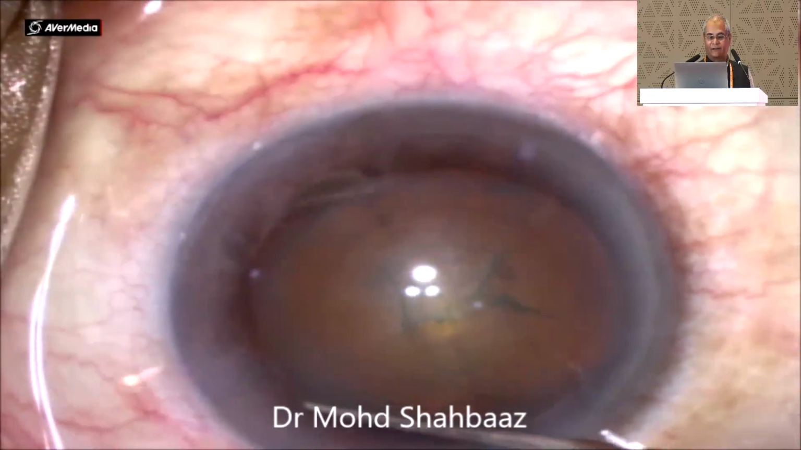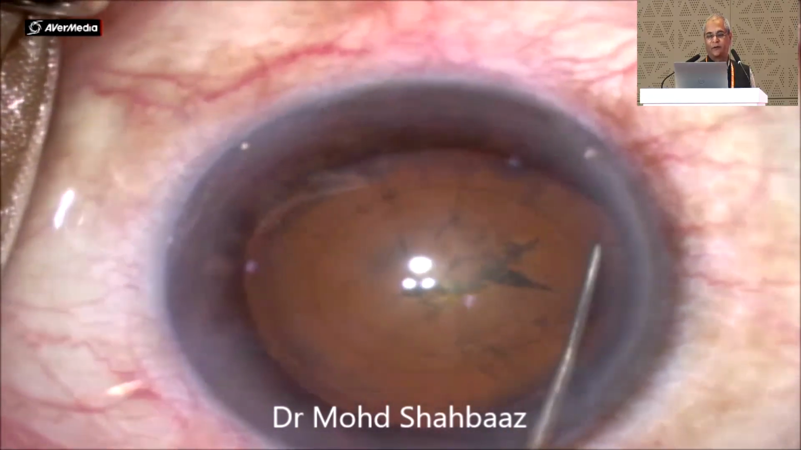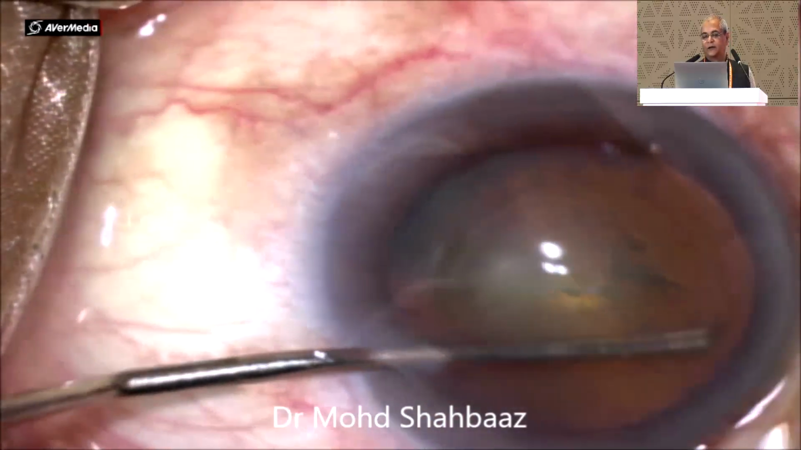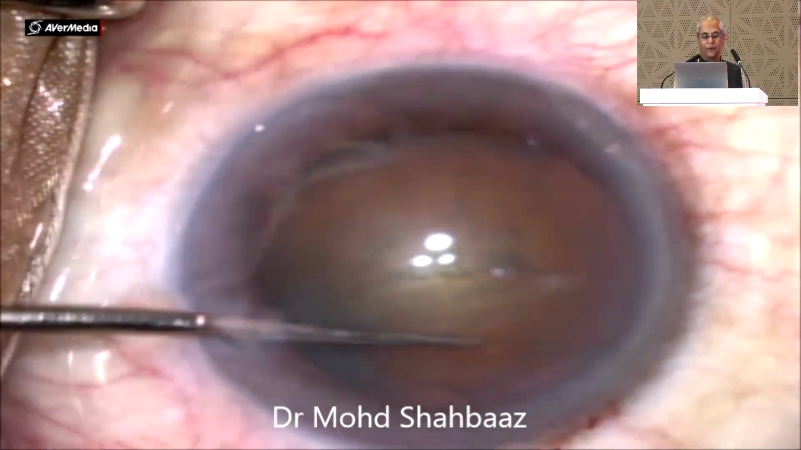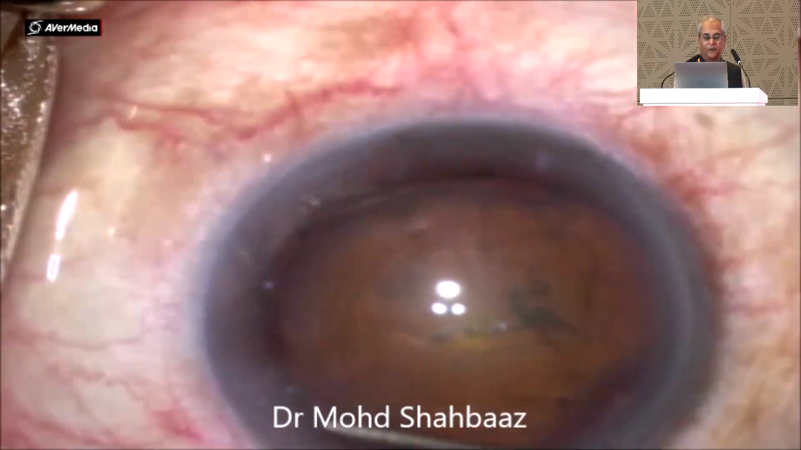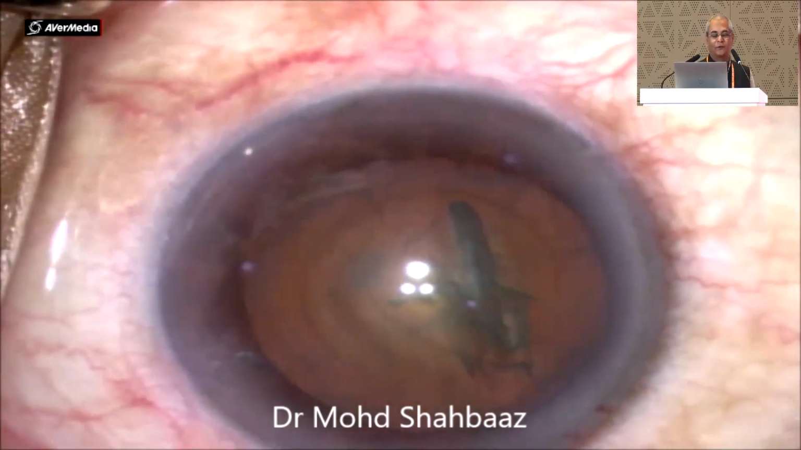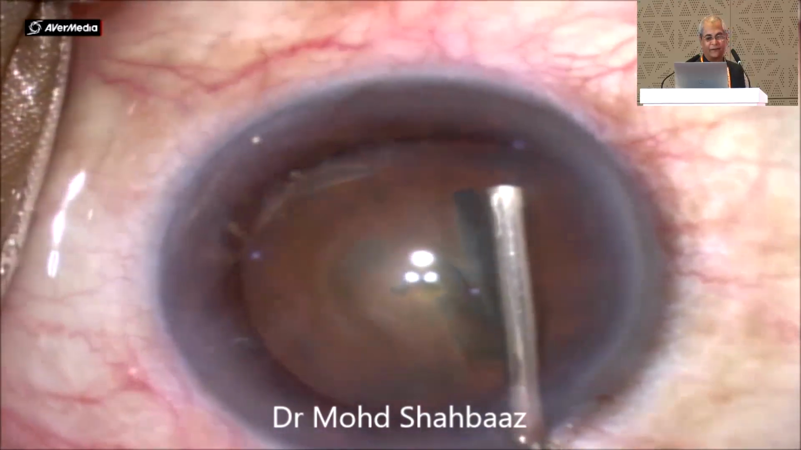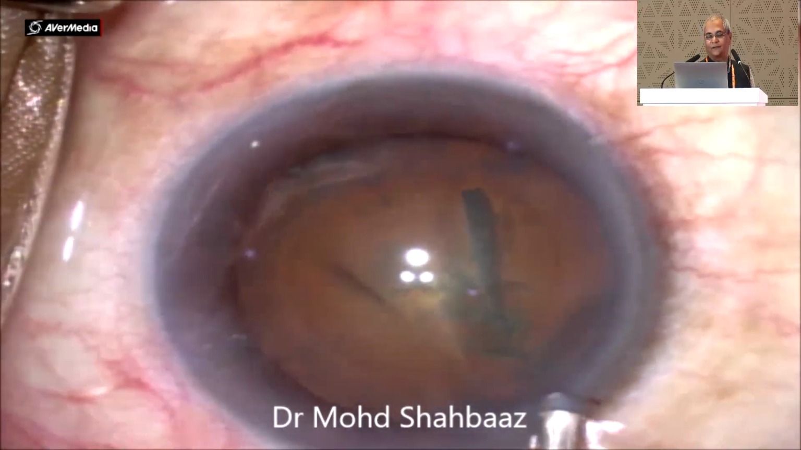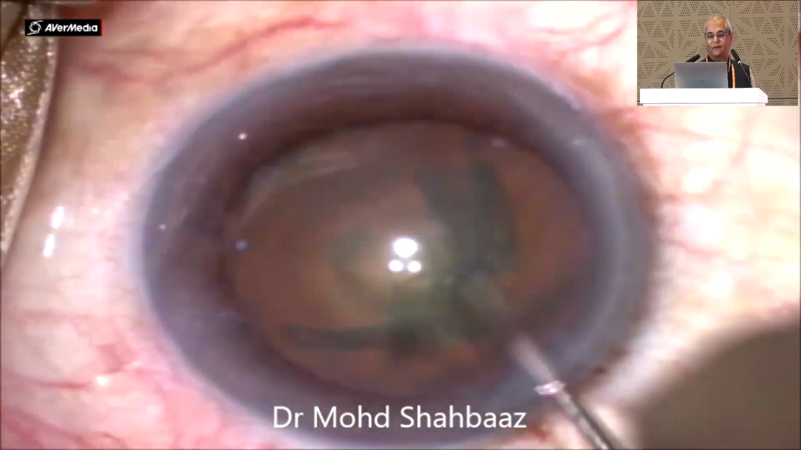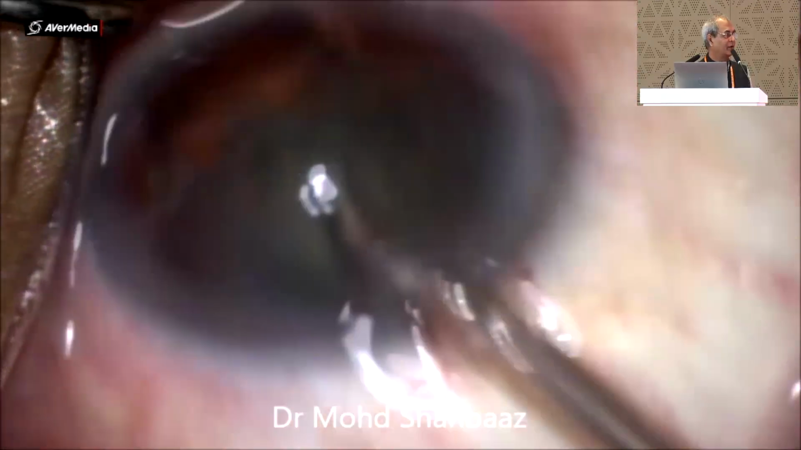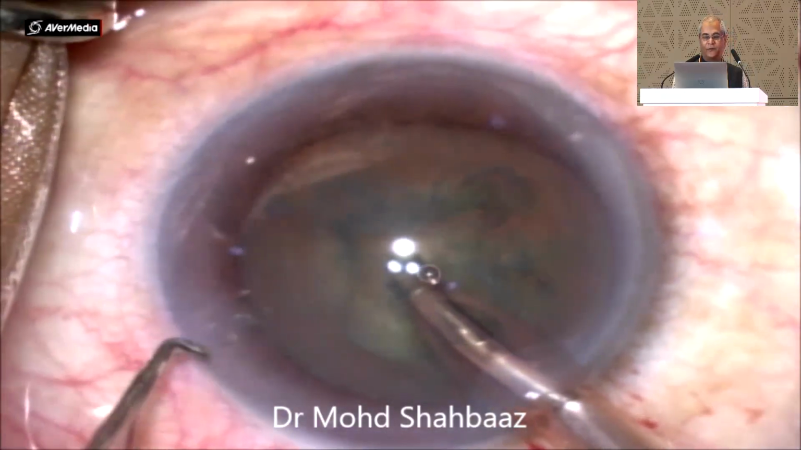This is one additional step, but it's very simple, just one sweep. When the capsule is separated, you do a proper hydro-cortical delineation, and now the nucleus will rotate along with the cortex. So it's moving along with the cortex. Now when you do phaco, everything will come along with it.